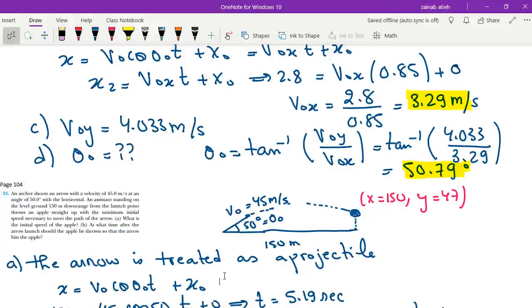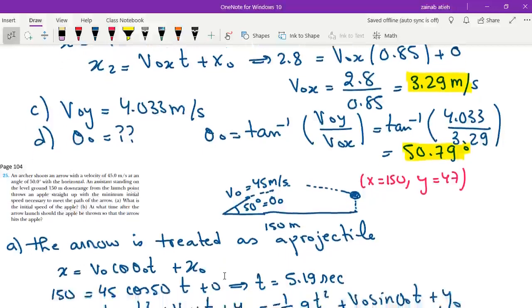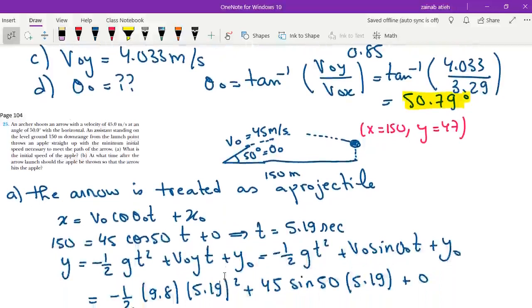It says, at what time after the arrow launch should the apple be thrown so that the arrow hits the apple. I found that the time until the arrow reached from the launching point to the apple took 5.19 seconds. This is the answer. I will mark it with yellow. This is the answer. So I will try the time for the apple to reach the meeting point.